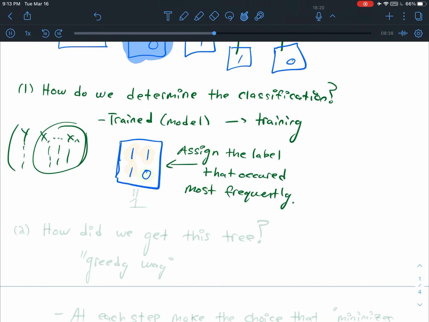So in this case, what occurred most frequently? Was it a 1 or a 0? In my training data, I noticed I had three 1s and one 0. Obviously, 3 is greater than 1. So then this box gets assigned label 1. And that makes sense. And you would repeat this process for all of these terminal nodes. And that's how you would determine the classifications. So now, the only other decision you have to make here is, well, I assumed that you already had the tree structure, but it's not clear how the algorithm is getting this tree structure for you. So the next question is, how did we get this tree?